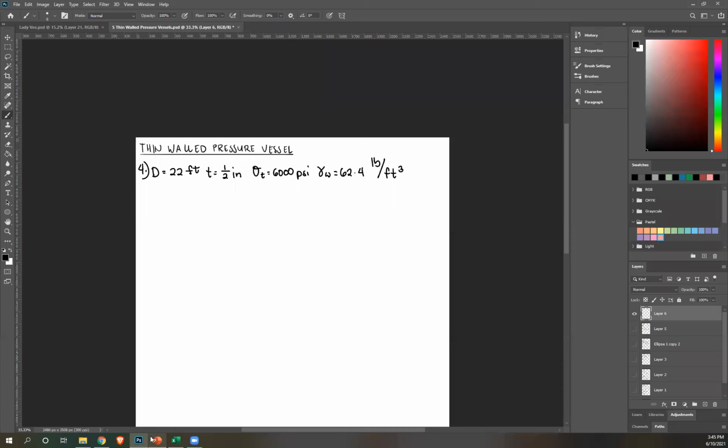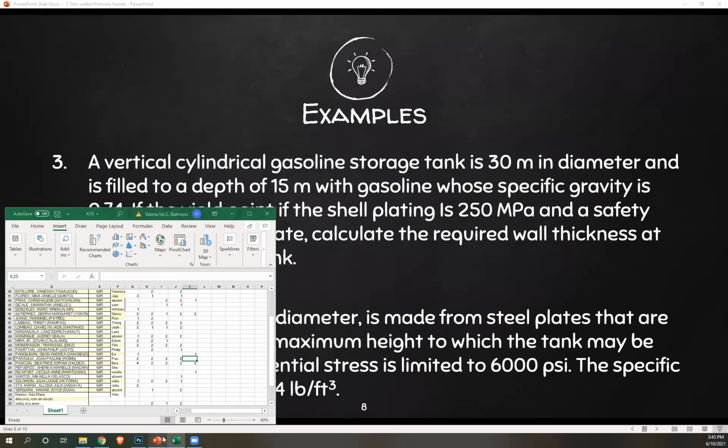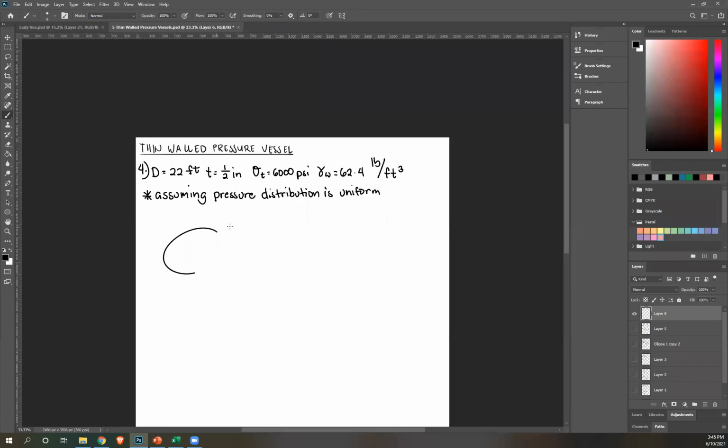Right. So the first method here is assuming pressure distribution is uniform. So we're making an assumption. This is the first method to solve. We have a water tank with the diameter, so that's a cylindrical tank. Let's draw a cylindrical tank.